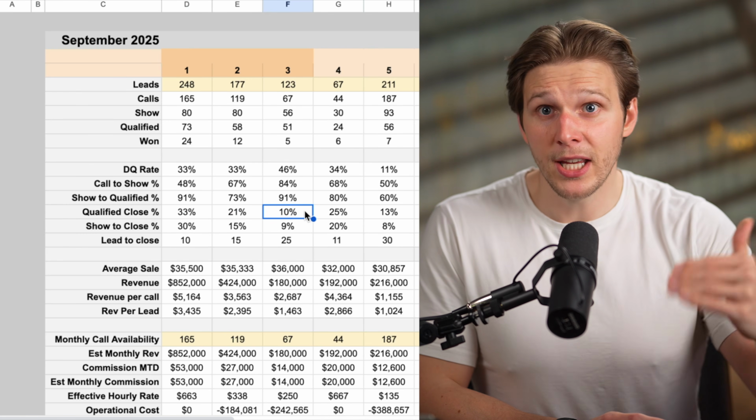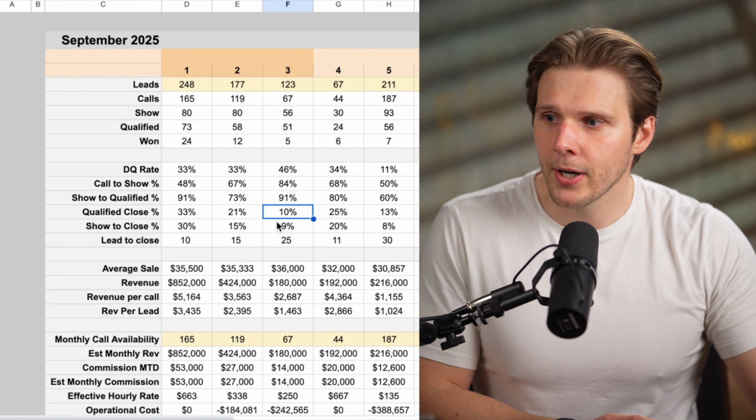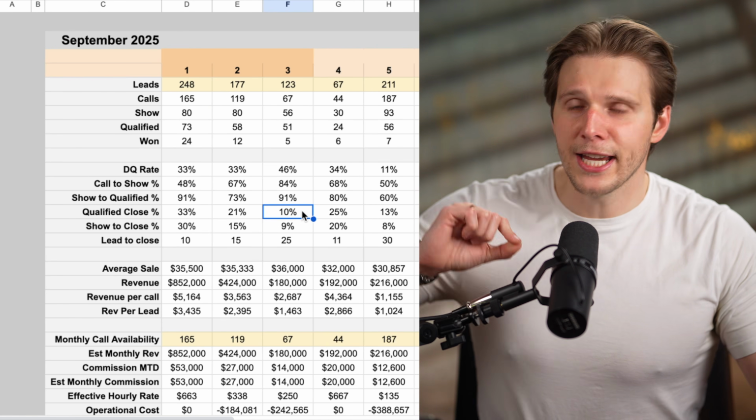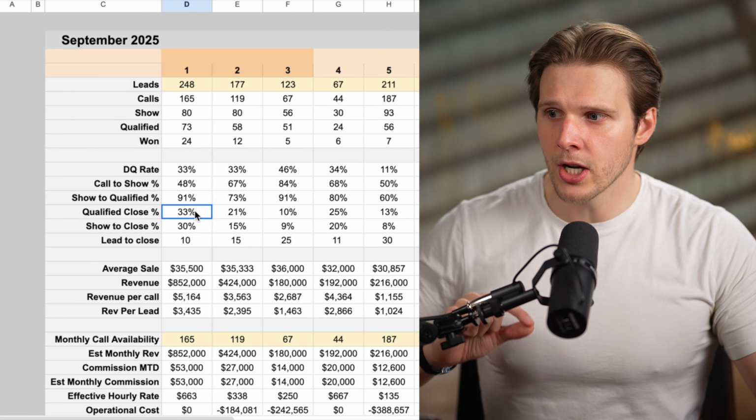Whereas the other rep here means well, they are trying to close these leads. They believe they are qualified, but he himself knows that he's potentially lagging. This is that indicator that tells me he knows the leads are good, he knows they're closable, but he is not closing as much as this guy is.